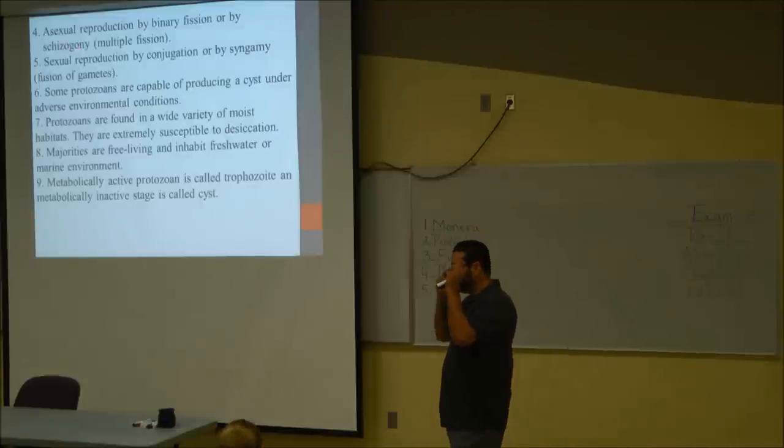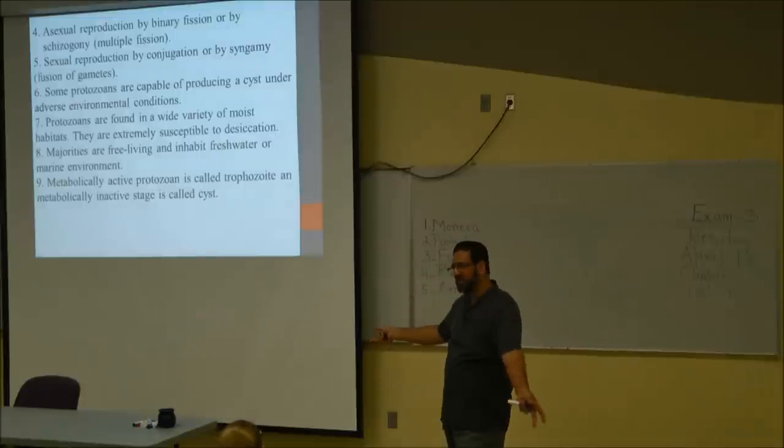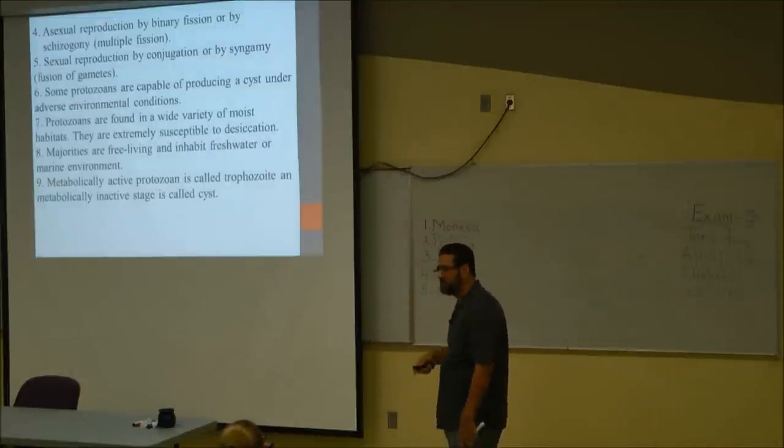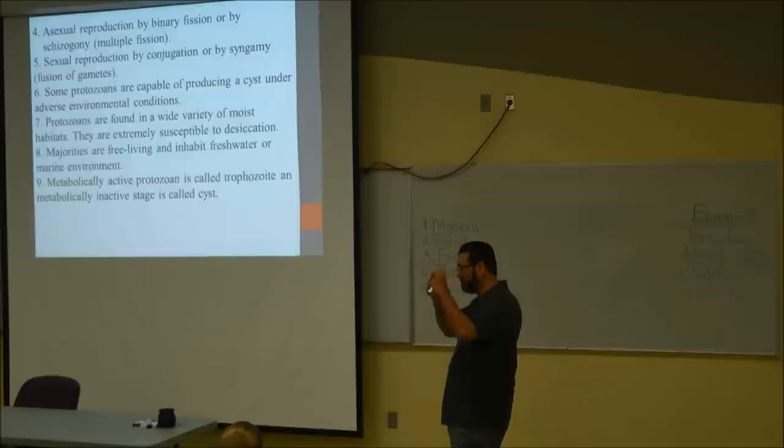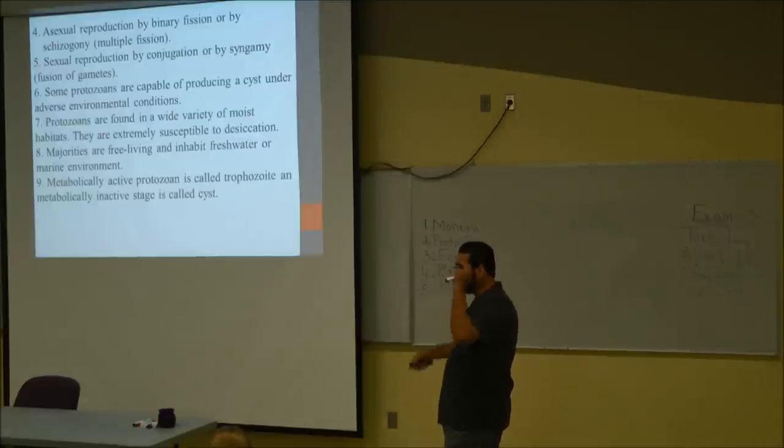Once the P. vivax has fully matured, the RBC ruptures and a whole bunch of merozoites come out. Right? A whole bunch of little merozoites come out. And that's called multiple fission. When one cell splits into many cells, that's called multiple fission.